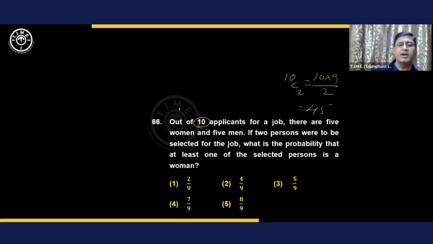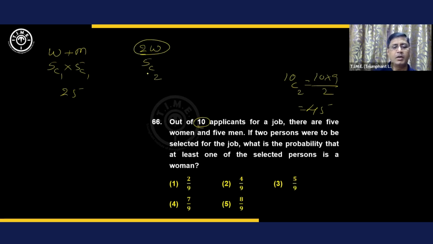Okay, now at least one woman. At least one woman means 1 woman and 1 man. That is one possibility. Or you can take 2 women. One woman means 5C1 and 5C1 for 1 man. So 5 into 5, that is 25. Now out of the total 5 women, 2 women means 10. So 25 plus 10, that is 35.